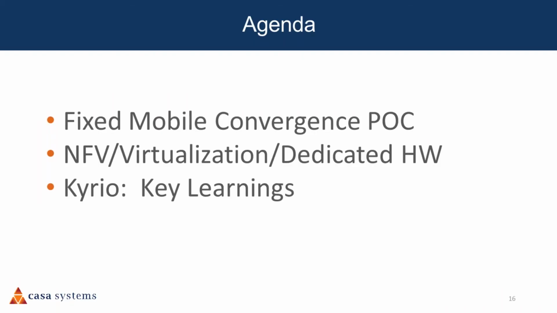So I'm going to start talking first with our fixed mobile convergence proof of concept that we did. Then I'll talk about the differences between NFV, generic virtualization, and dedicated hardware. And then I will go into some of the key learnings with our working with Curio.